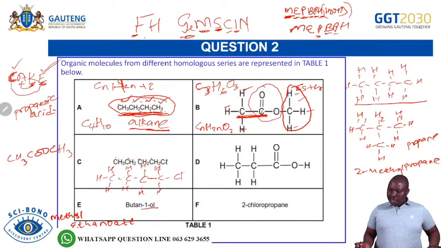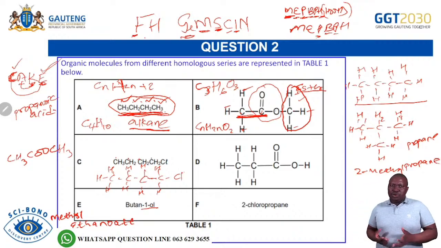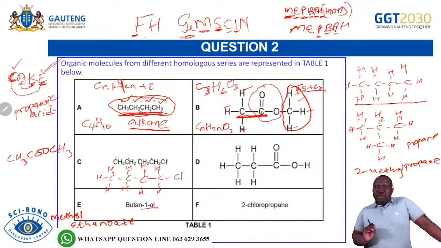Let's look at number B. Number B already we talked about it. We said it's an ester. You see, if you have analyzed the question, it makes it easier for you to go and plug the answer, and you will see you don't waste much of your time.